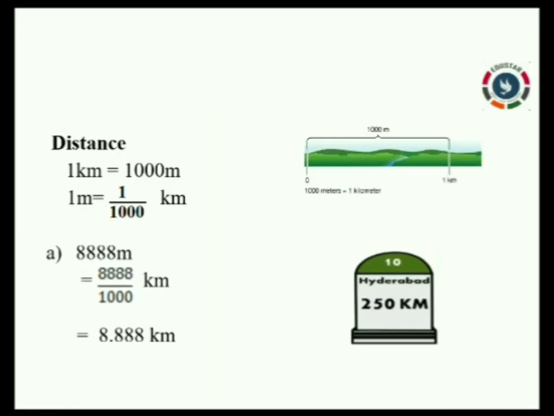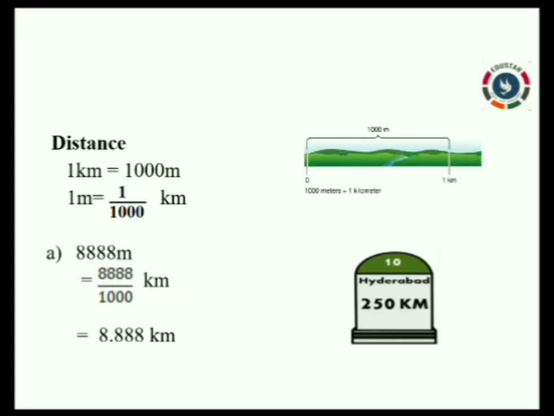Next one is distance. Whereas to measure the length of bigger objects we use bigger units like meter and kilometer. You must know the relationship between kilometer and meter. 1 kilometer is equal to 1000 meter. So 1 meter is equal to 1 by 1000 kilometer, which is equal to 0.001 kilometer. Let's see one example.